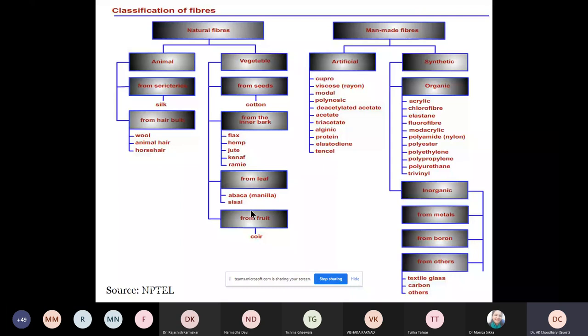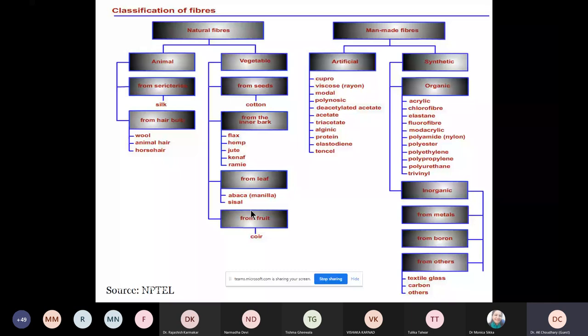One is the natural source, animal, and from the silicates. Silicates means just from the secretion. And another is from the hair bulbs. The wool is coming from the animals, and basically that is the hair bulb. And animal hair, horse hairs, these are also used for textile products. So silk is a very well known fiber, and it comes from the silkworms.